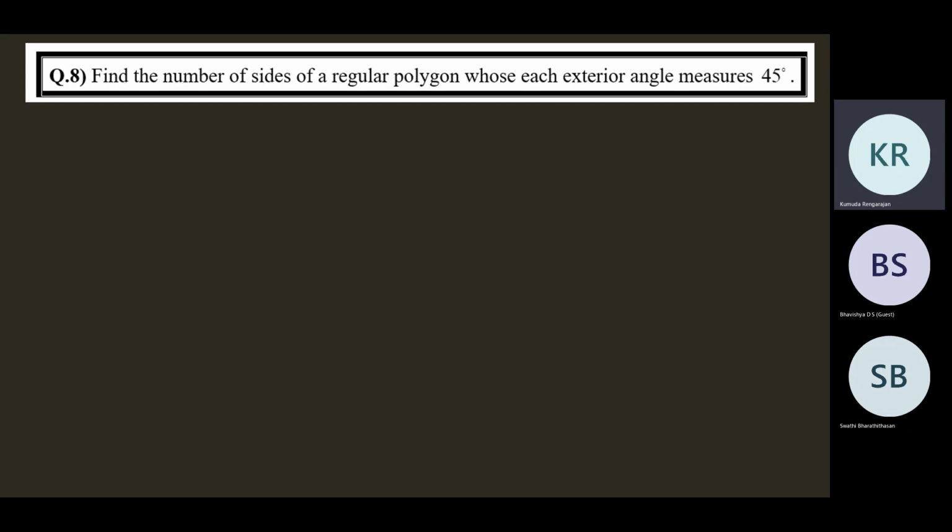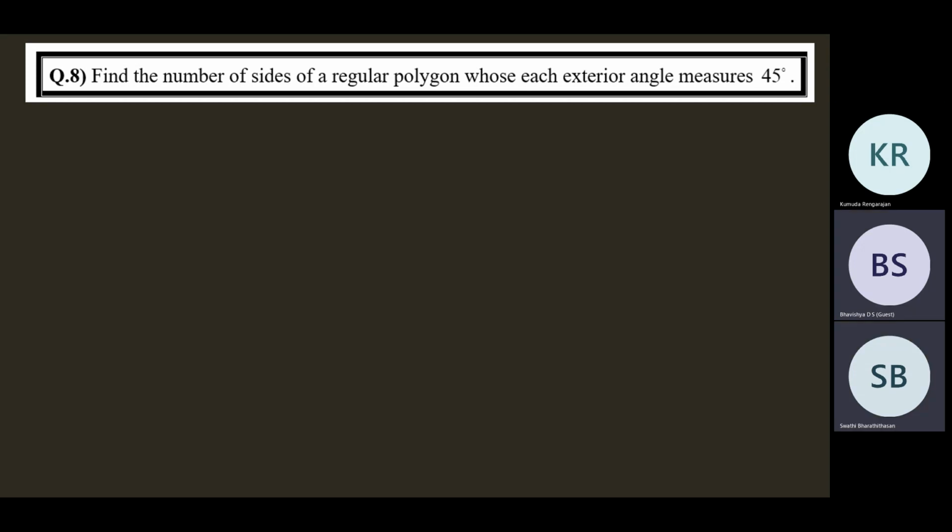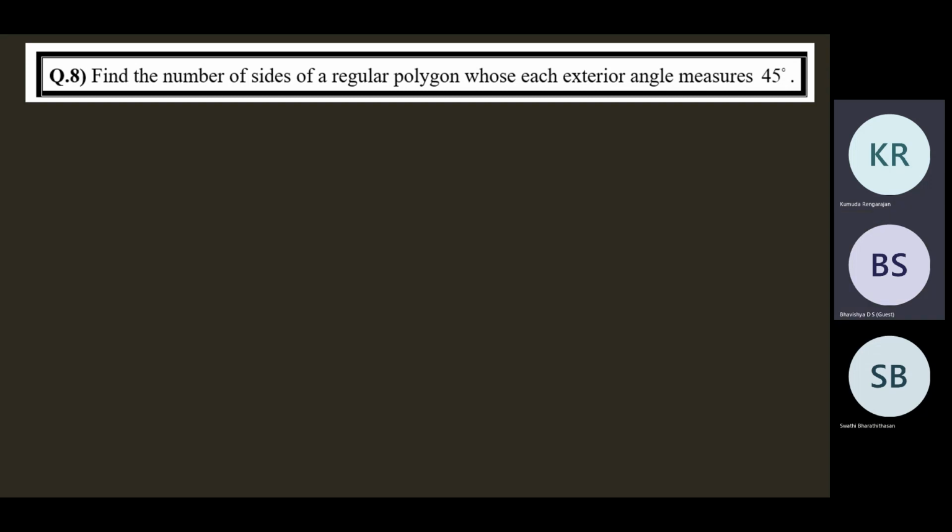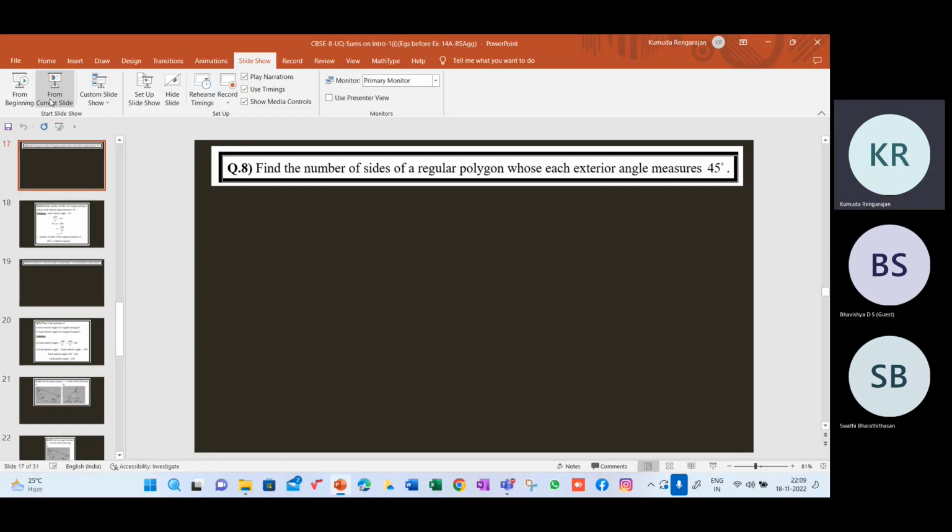What's the formula to find the number of diagonals in a polygon? Ma'am, n into n minus 3 by 2. Very good, very good. Both of you told me the correct answer. Very good. All right, girls.